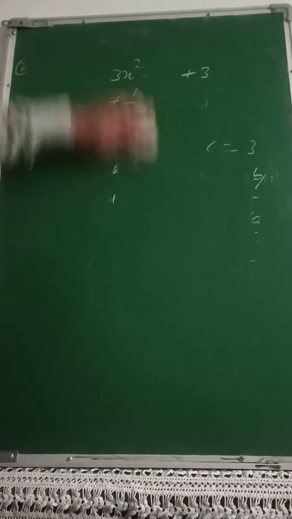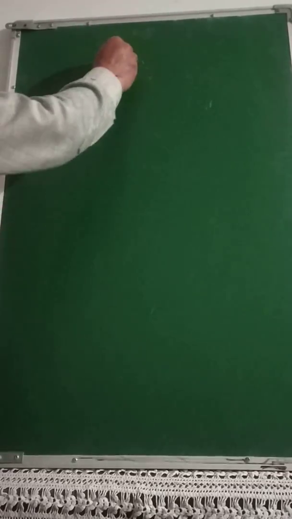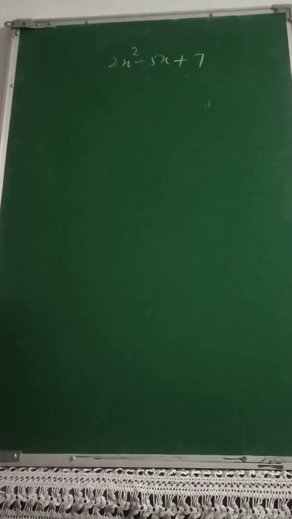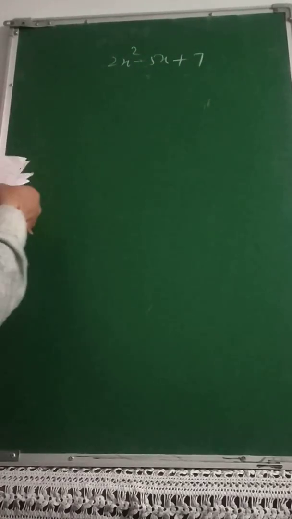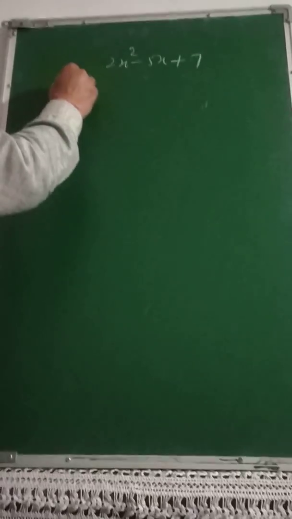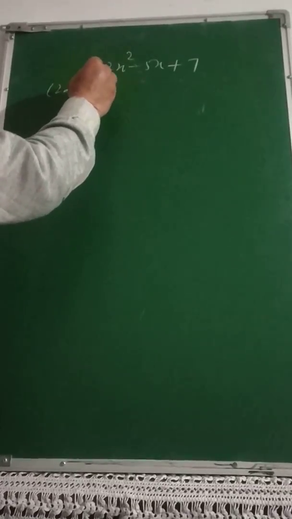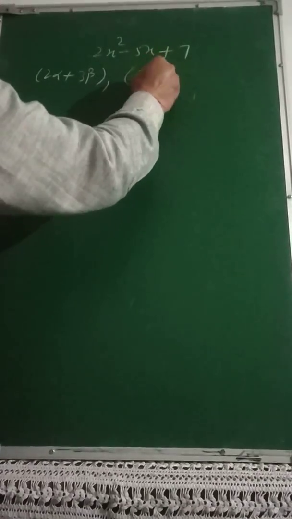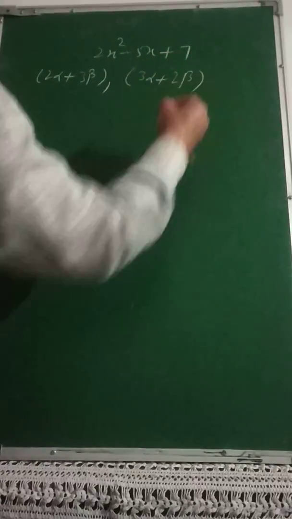Then question 3. Question 3 was: if alpha, beta are the zeros of the polynomial 2x square minus 5x plus 7, then you need to write a polynomial whose zeros are 2 alpha plus 3 beta, and the other zero is 3 alpha plus 2 beta.